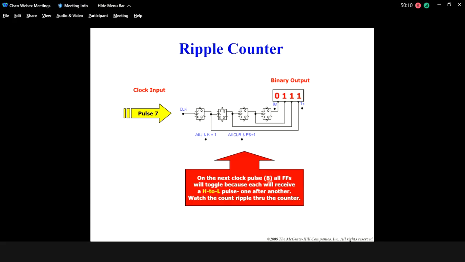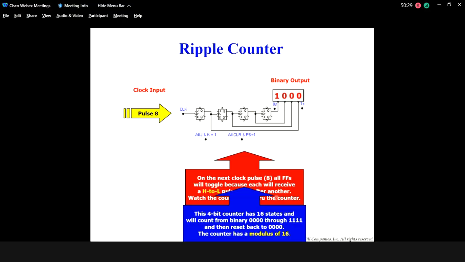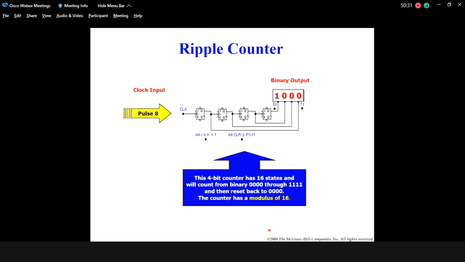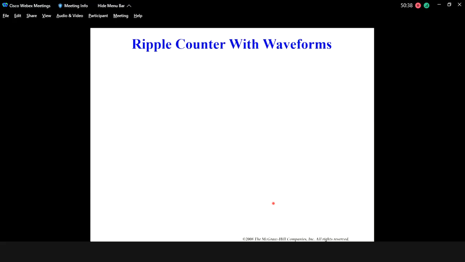On the next clock pulse, pulse 8, all flip-flops will toggle, and then it becomes 1000. Okay. So it can count to 16 states. The counter has a modulus of 16.